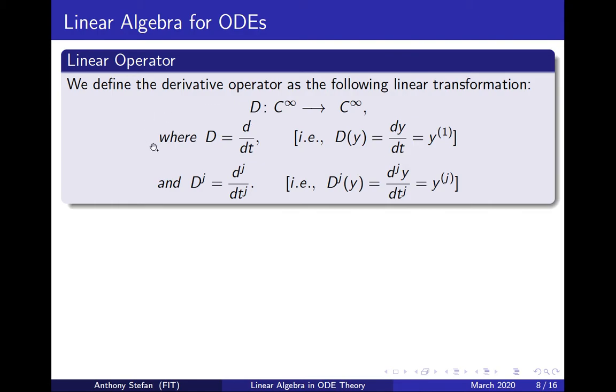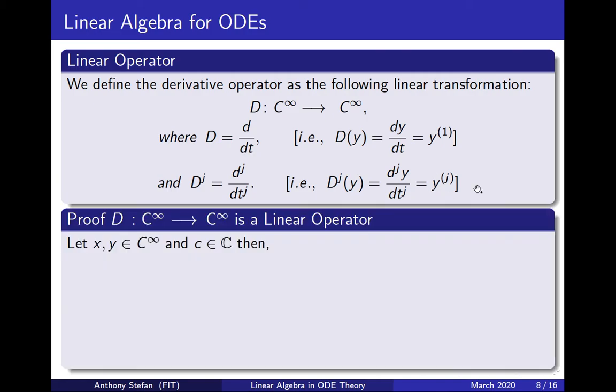So this is just going over some of the notation. D is going to be the derivative with respect to t. So in our example, D on y is equal to dy/dt. The notation that we were using previously is just y in parentheses 1, and D^j is the jth derivative with respect to t. So in our example, D^j on y will be the jth derivative of y with respect to t, and we've been showing that as y in parentheses j.